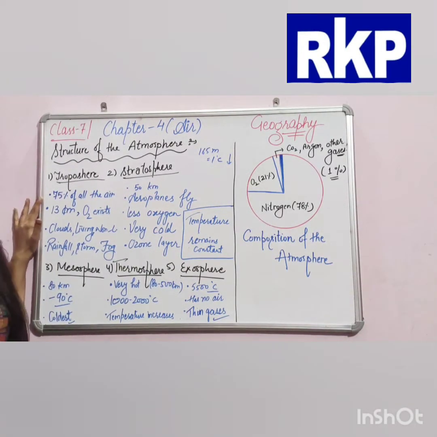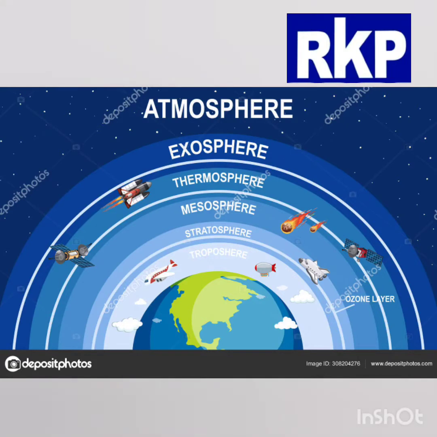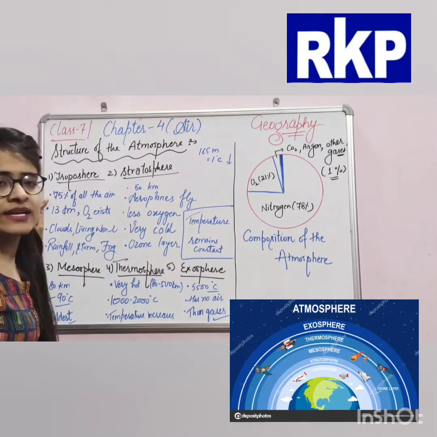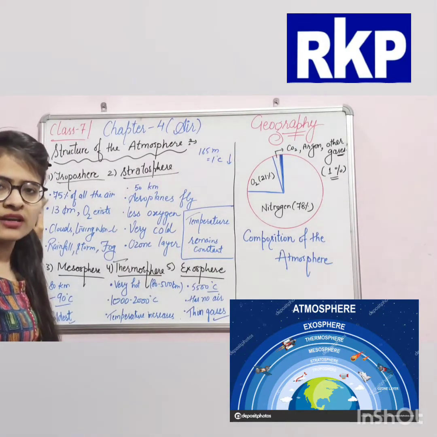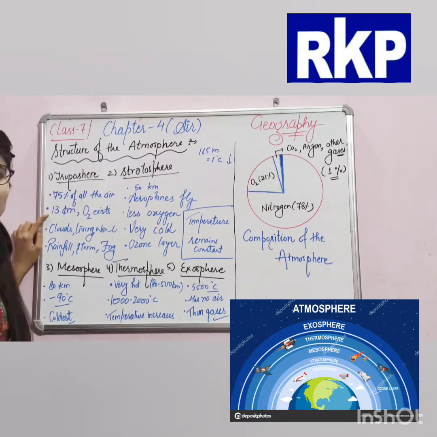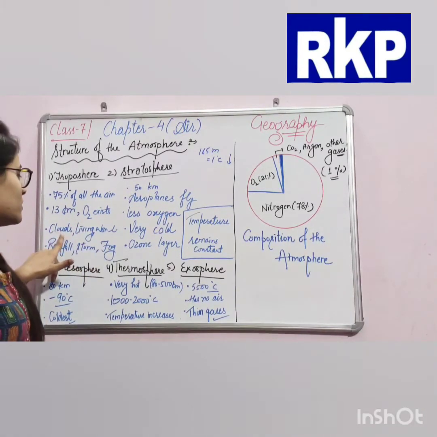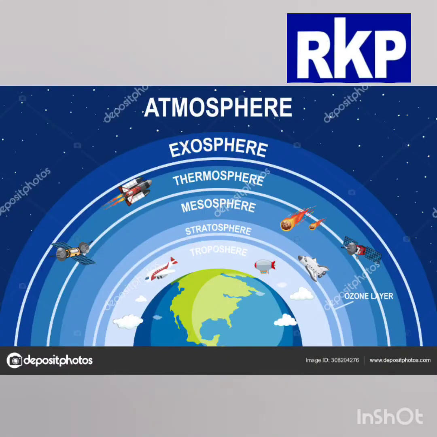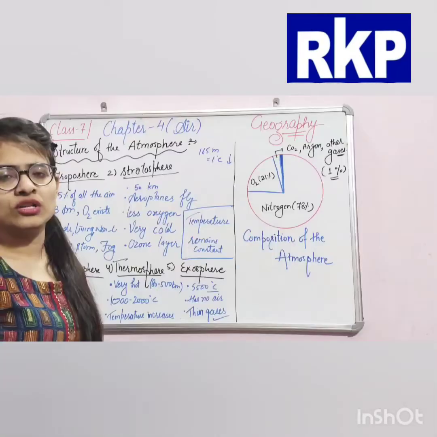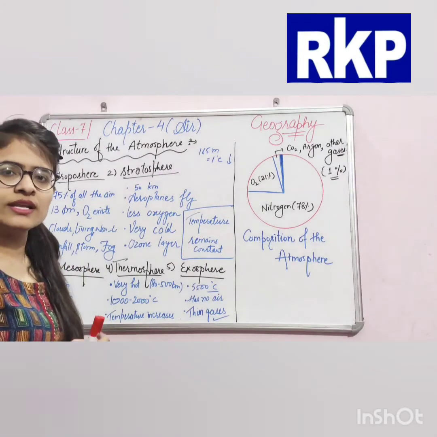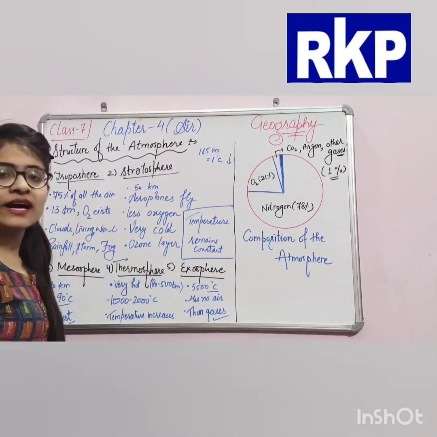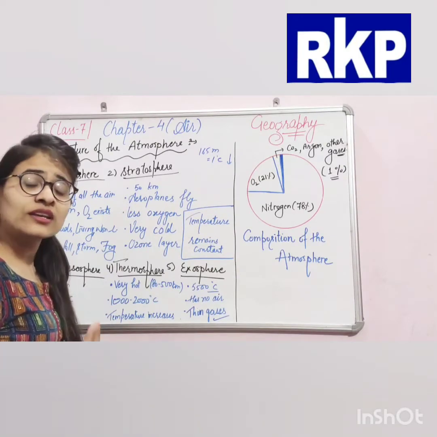So first is the troposphere. Troposphere is the lowest layer. It has 75% of all the air, and it has a height of 13 kilometers. Here oxygen exists, and living things like humans, plants and animals, and some non-living things are found. Clouds are also found in this layer. Rainfall, storm and fog occur in this layer only.